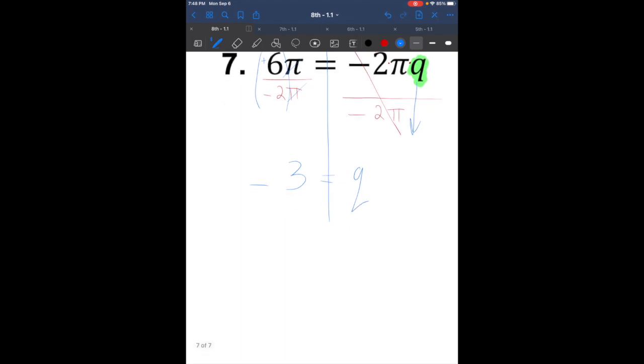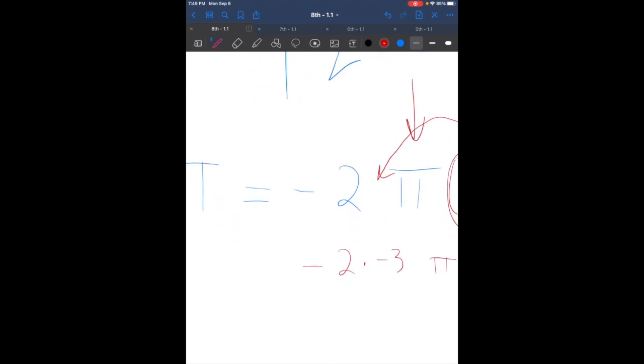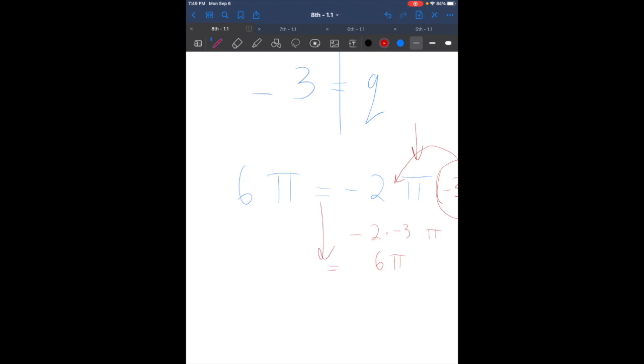Well, let's plug everything in and let's see if it is correct. We have 6 pi is equal to negative 2 pi times negative 3. Well, we're not going to multiply by this, but we can use different properties to move things together. So I'm just going to take this and we'll move it right there. So let's say negative 2 times a negative 3 pi. And we know a negative times a negative is going to give us a what? A positive. So negative 2 times negative 3 is going to give you positive 6 pi. Let's bring down our equal sign. So we know that 6 pi is equal to 6 pi.